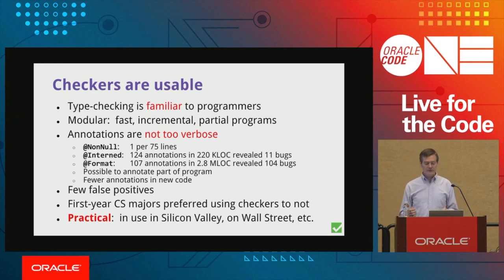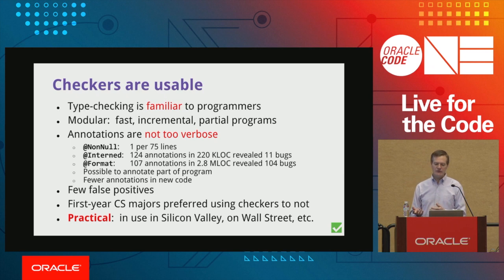You do have to add types, but it's not too many. For nullness, that's the most verbose type system. We're finding people have to write about 1 annotation every 75 lines. That's many fewer than the number of angle brackets you have to write for Java generics.